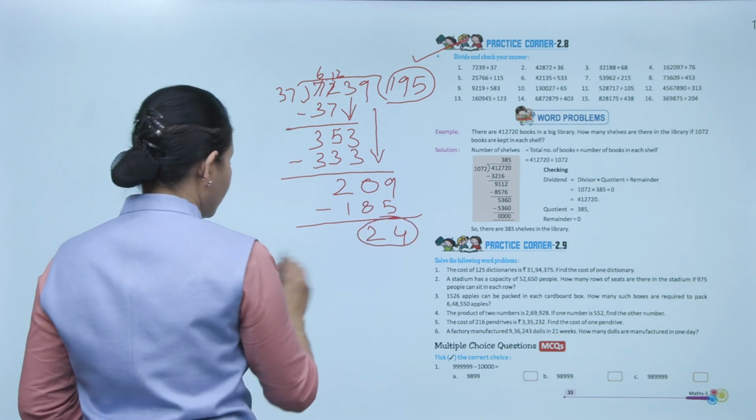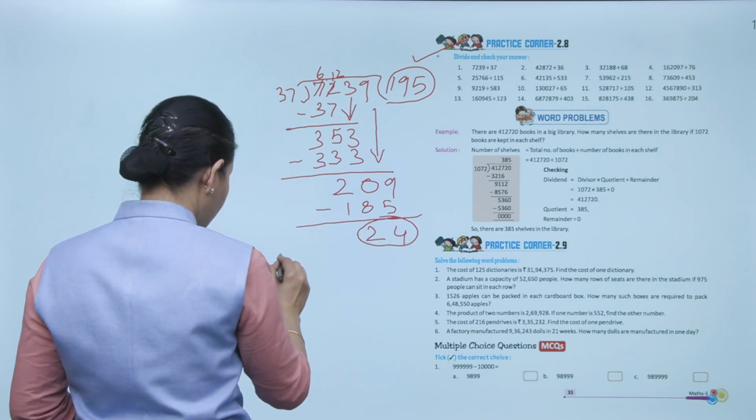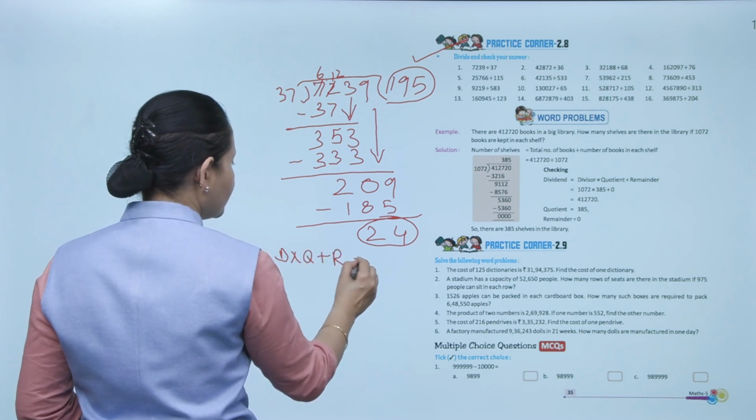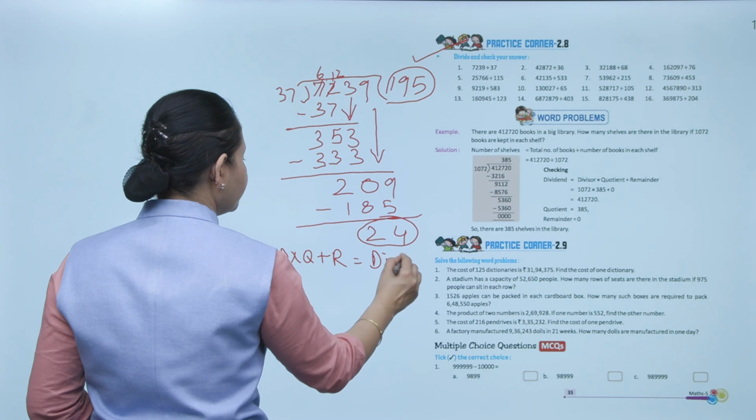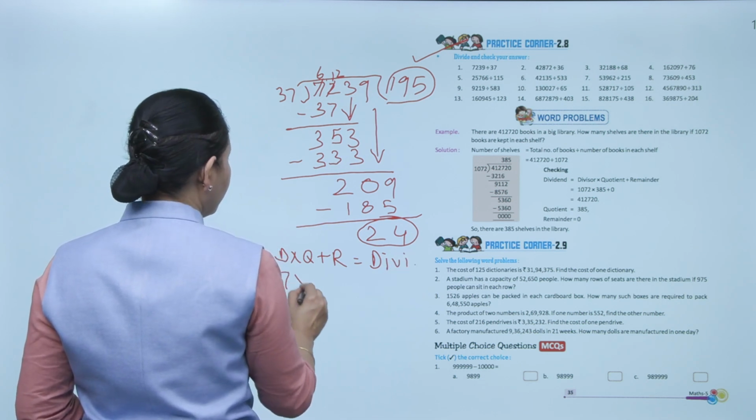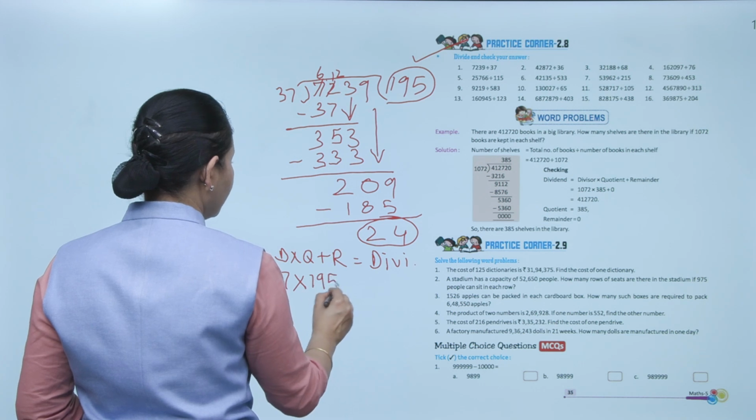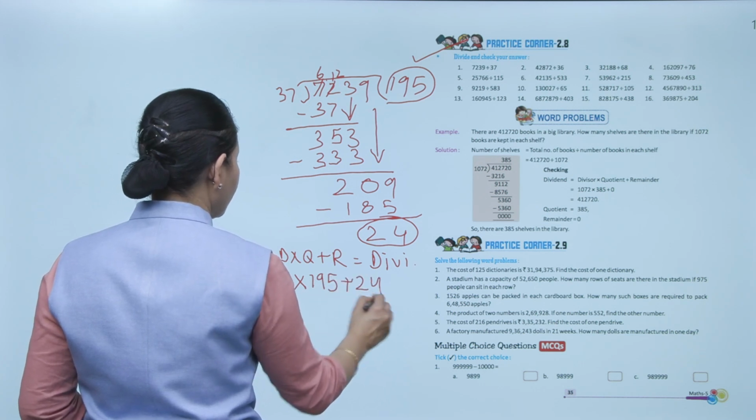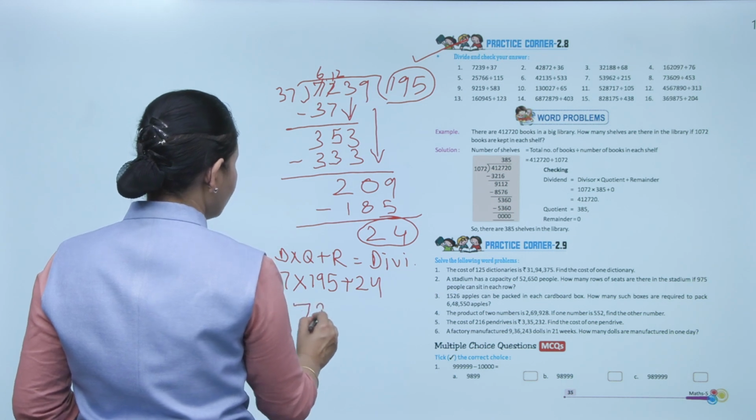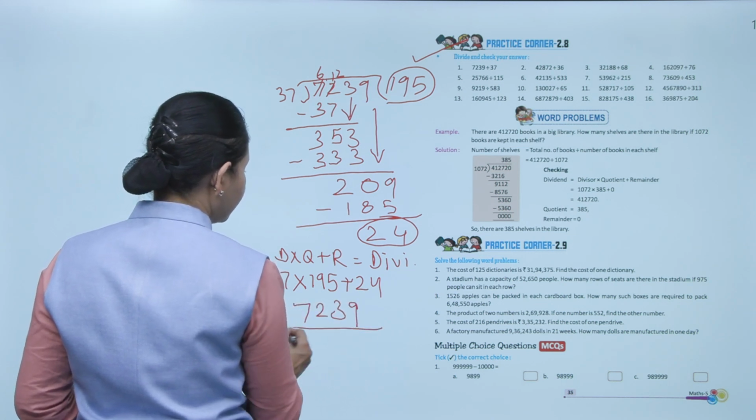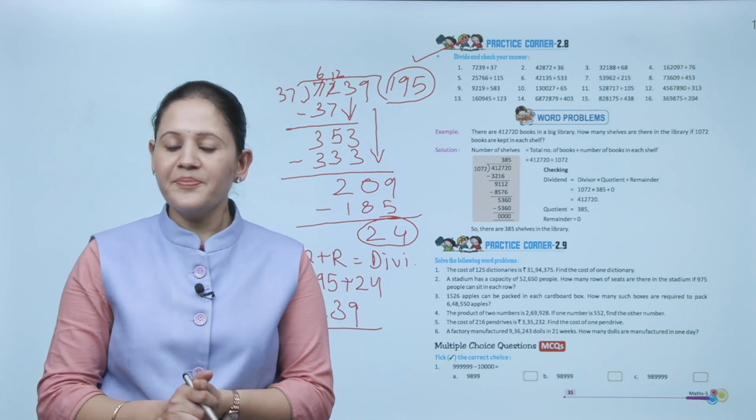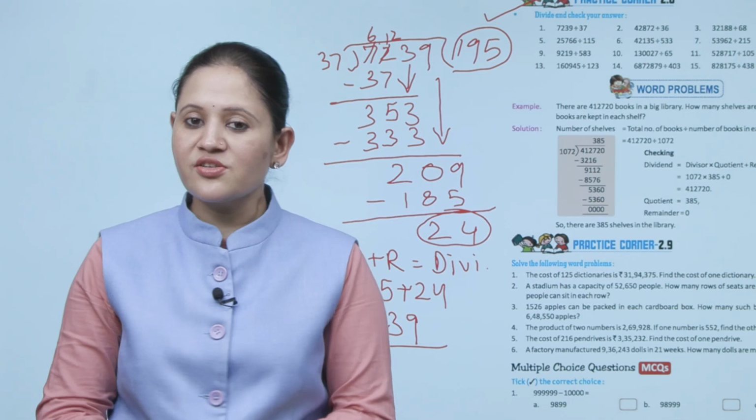Now we'll check. So what is the rule? Divisor multiplied by quotient plus remainder should be equal to the dividend. Divisor is 37 multiplied by 195 plus 24. So हम ये करेंगे, so we'll get 7,239. That is our dividend. That means our division is correct. Clear? So you have to practice all the questions of this exercise.